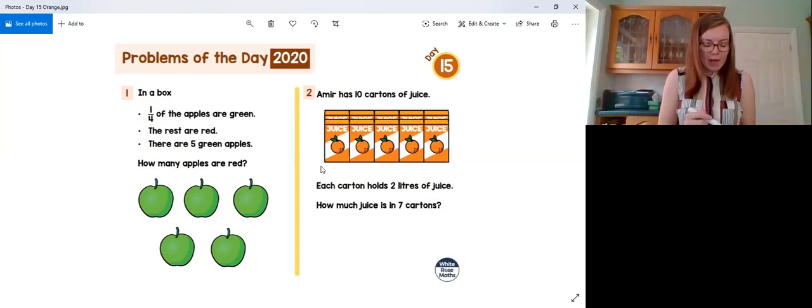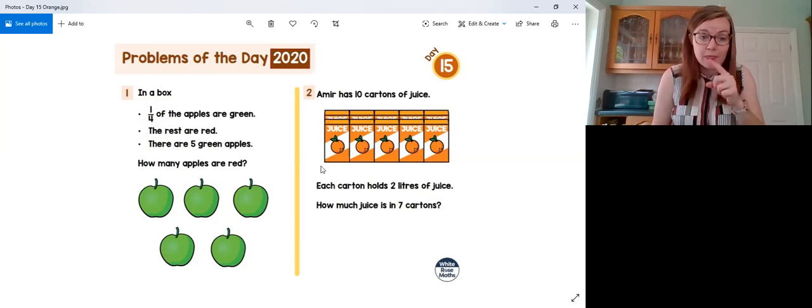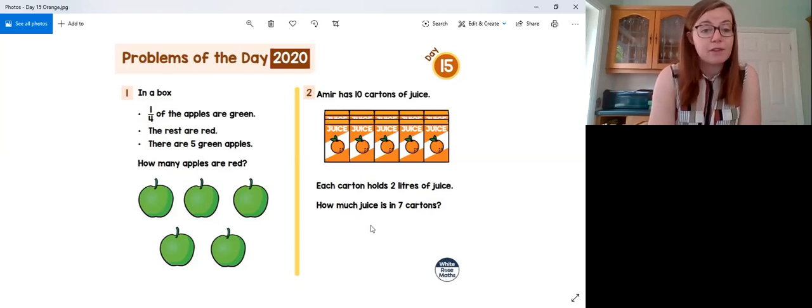So once you've drawn it out, you realise sometimes there's information you don't even need. The fact he had 10 cartons wasn't particularly important. The fact each carton had 2 litres in it and they wanted 7, that was important. So that's why we draw it out. We think about what do I need to know, what calculation, so that we can make our way to the answer. And there are only 2 questions on day 15 instead of 3.